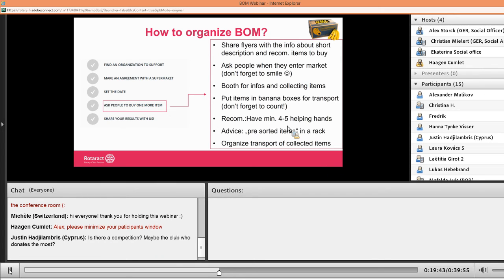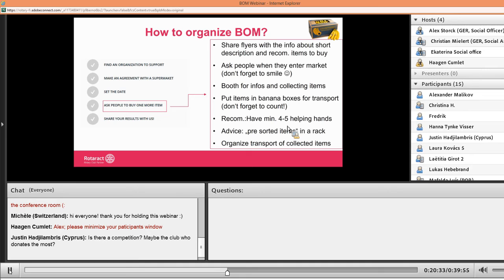Yeah, you have your booth where you have your information material and where you collect all these items. You will have some banana boxes or plastic boxes of the same size for transportation. At this point, I have to say, don't forget to count, because we want to measure your impact by counting these boxes. And we recommend you have at least 4 to 5 people there. So maybe 2 people who are responsible for packing all the stuff in the boxes, and 2 people who ask passengers passing by or customers to buy one more. Yeah, about the pre-sorted items I already told you.